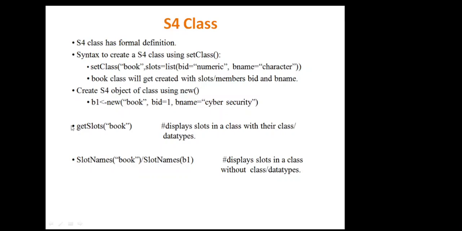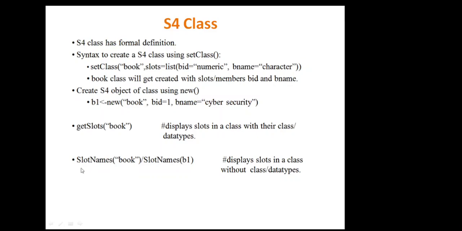Now the getSlots function is there, getSlots of book. This getSlots function is used to display slot names along with their classes or data types. It means that it will display the names of the slots, BID and BName, and the data types of these two slots, numeric and character. That will be the output of the getSlots function.